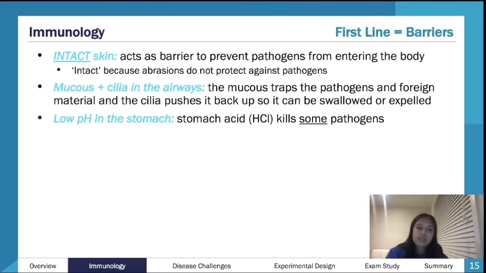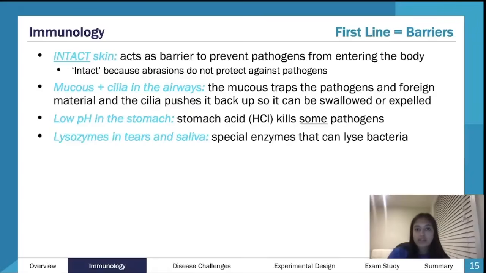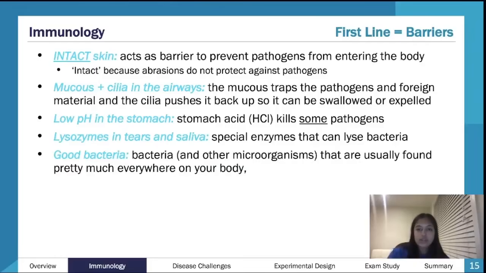So a low pH in the stomach is chemical. Stomach acid is very acidic, so it can kill certain pathogens, but of course there are some bacteria that hang around in the stomach as well. Then lysozyme: these enzymes in your tears and in your saliva can help to degrade certain pathogens. And your good bacteria should be referred to as your microbiome, your microbiota.